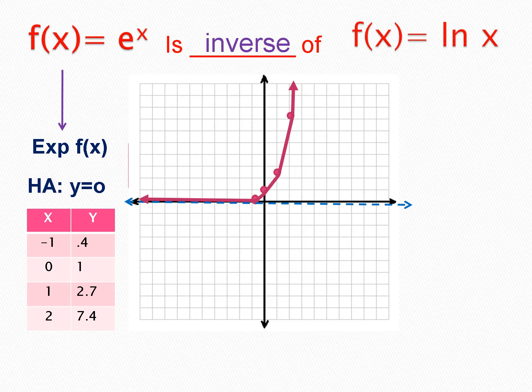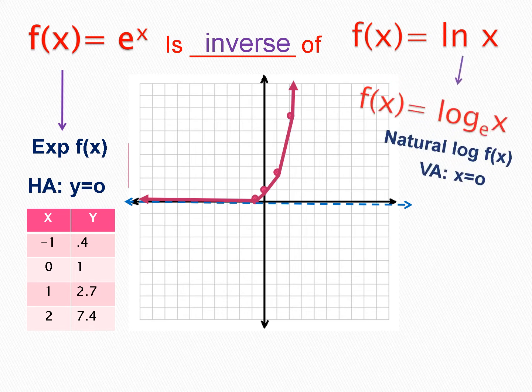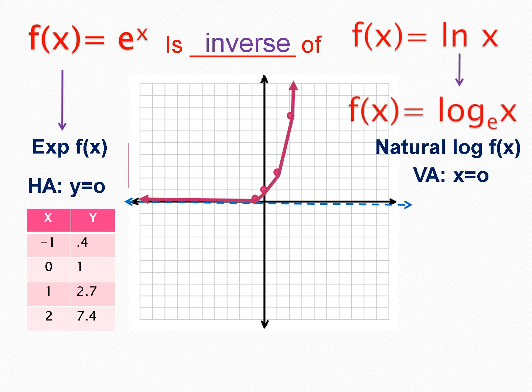Okay, now let's talk about ln x, though. So remember, ln x is the same as log base e of x. Now, we want you writing ln x, but that's just a reminder that, oh my goodness, it's just the inverse of e to the x. So, where exponentials had a horizontal asymptote of y equals 0, your ln x is going to have a vertical asymptote of x equals 0.